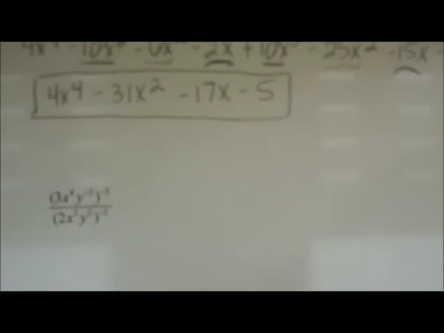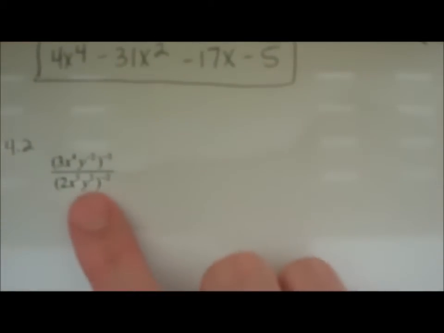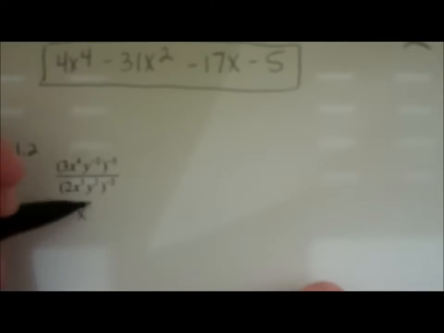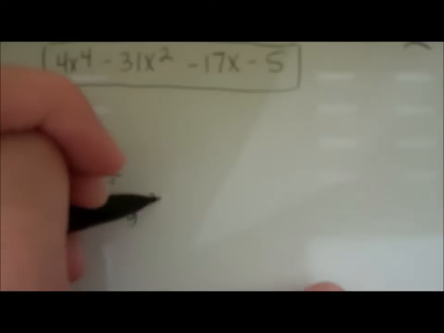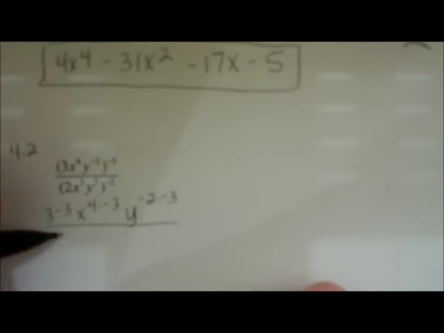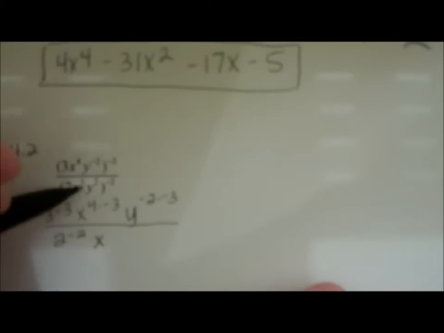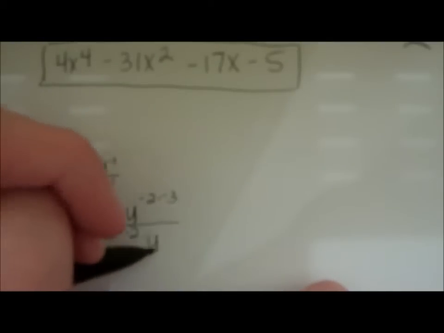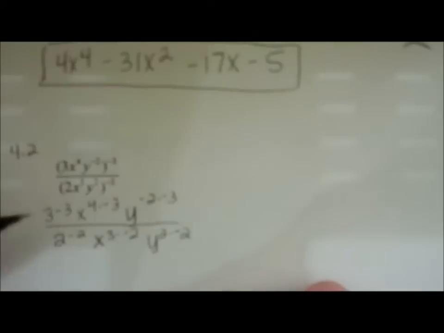Okay, number 15 comes from 4.2. I'm going to take this negative 3 and distribute it to each. So that's 3 to the negative 3. X to the 4 times negative 3. Y to the negative 2 times negative 3. Over 2, I'm distributing the negative 2 to the negative 2. X to the 3rd times negative 2. Y to the 2 times negative 2.